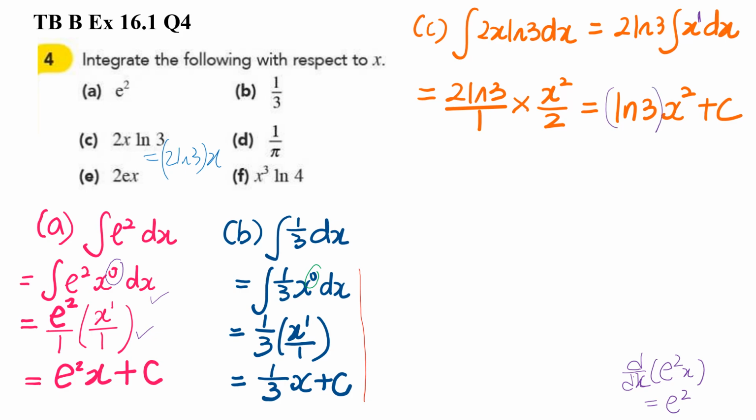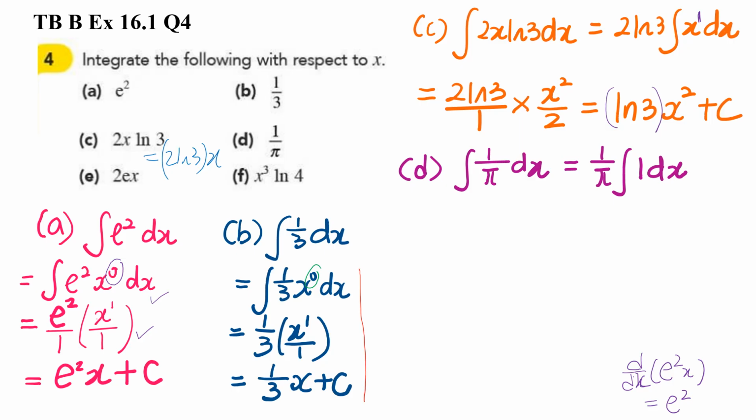Let's look at d. 1 over pi is a constant. Right, basically 1 over pi is a constant. So what will you get if you think of it in reverse? Yes, you integrate 1 over pi, you just get 1 over pi x plus c. Okay, but I'll just show you the steps again. It means it's 1 over pi times 1, right? 1 over pi times 1 gives you 1 over pi.